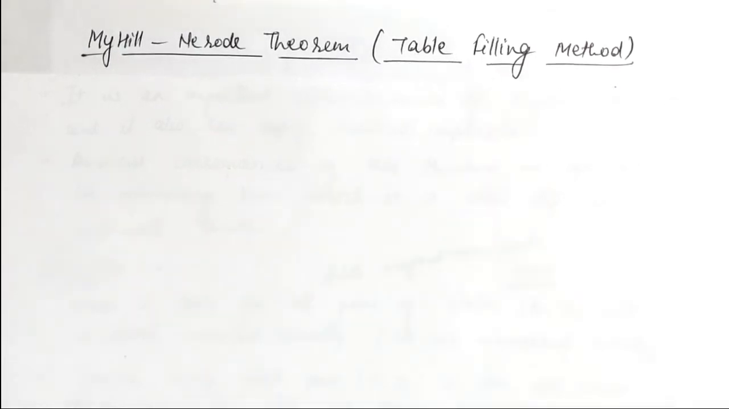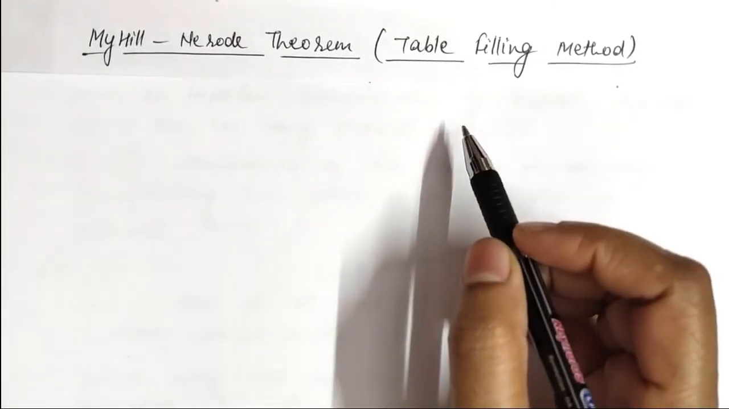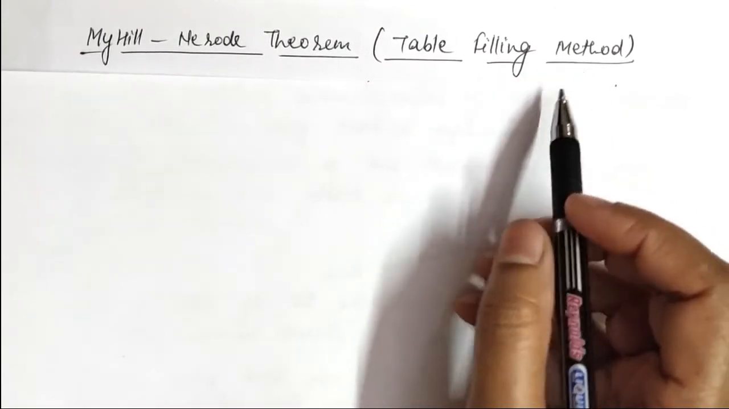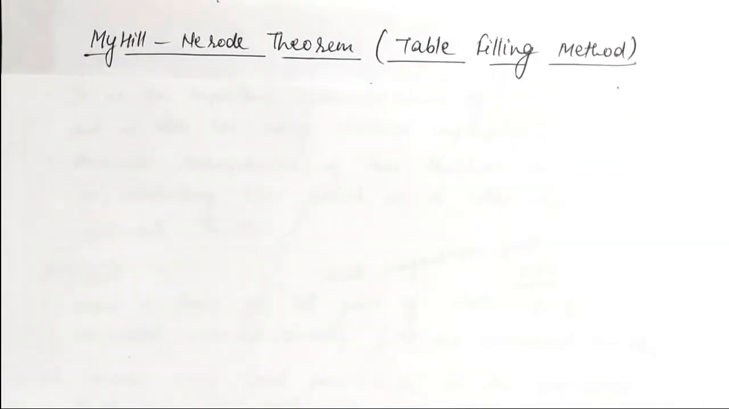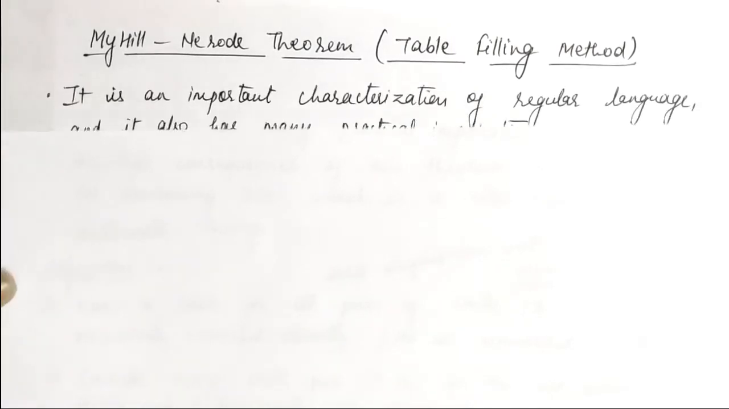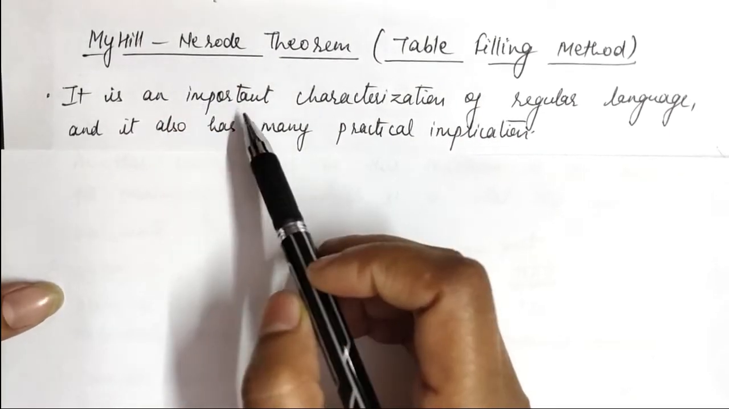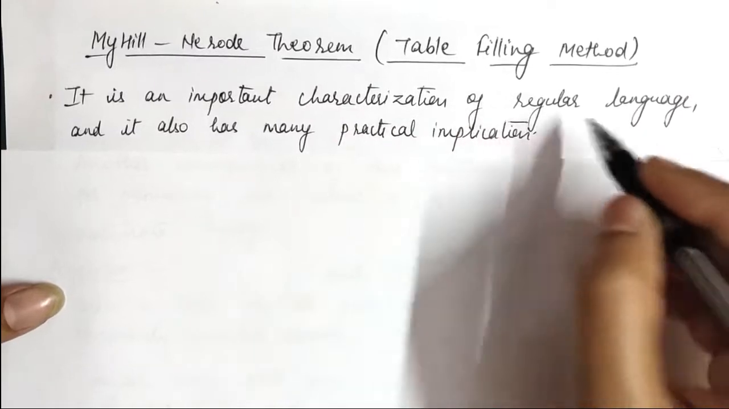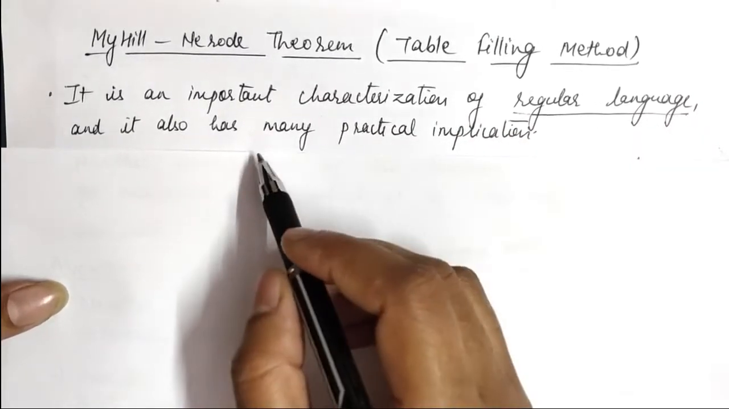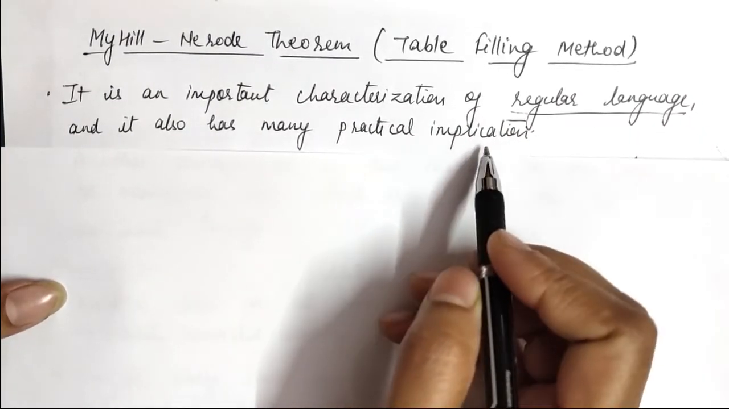Hello friends, today we are going to discuss the next topic, that is Myhill-Nerode Theorem. This theorem is also known as table filling method. First we discuss some theoretical concepts and the algorithm for this theorem, and then we take an example to solve this problem. The main important point is that it is an important characterization of regular languages, and it also has many practical implications.